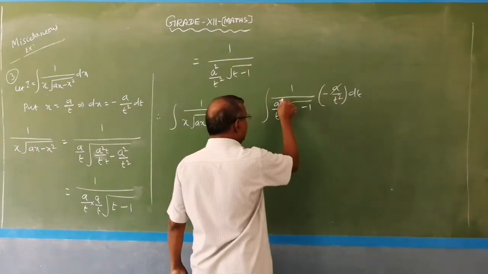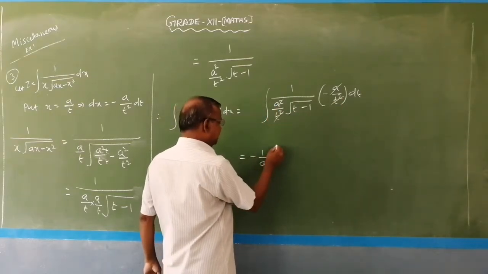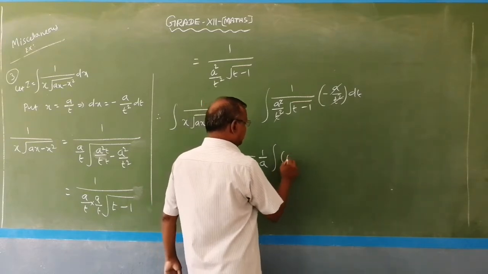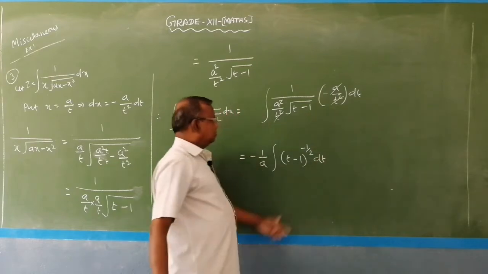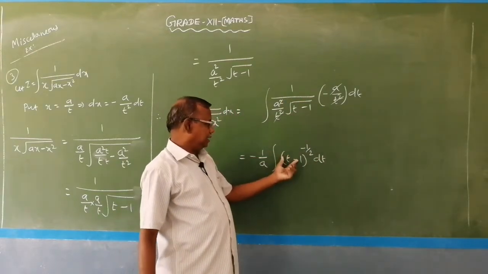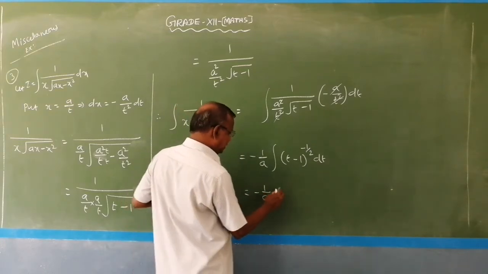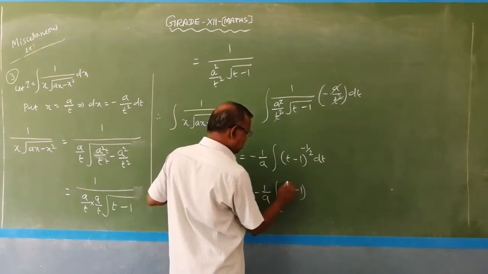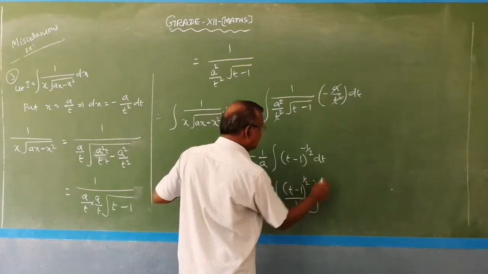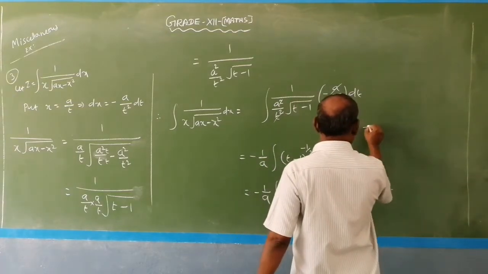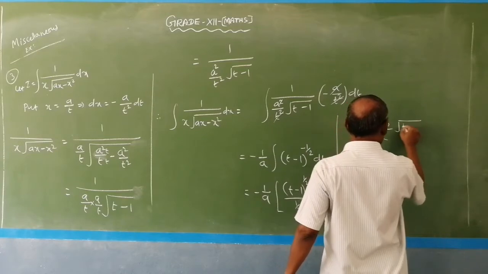We can eliminate this 1 a and t square. So we have 1 by a. So it is minus 1 by a into integral root t minus 1 whole power minus 1 by 2 into dt. So the denominator is root of t minus 1, and in the numerator it is t minus 1 whole power minus 1 by 2. That is minus 1 by a into t minus 1 whole power minus 1 by 2 plus 1, that is 1 by 2, divided by 1 by 2, that is minus 1 by a into 2 into root of t minus 1.